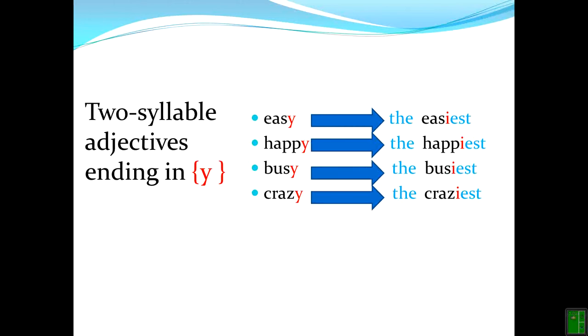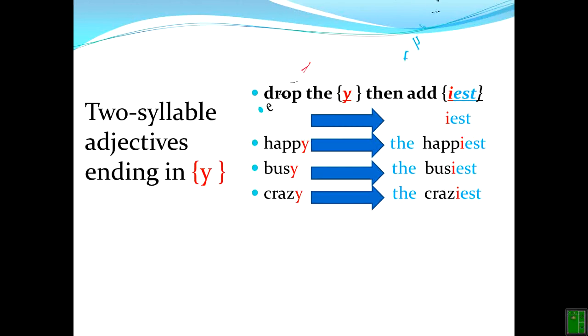So the rule is to drop the letter Y, then you add "iest". When you put these adjectives in the superlative form, you drop the letter Y. There is no Y at all, and you change it into I. Then you add "est". Now let's see them again.